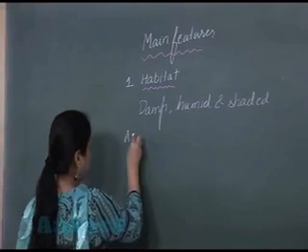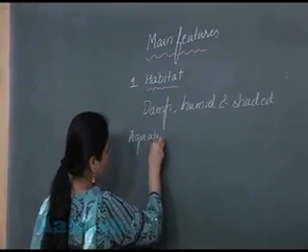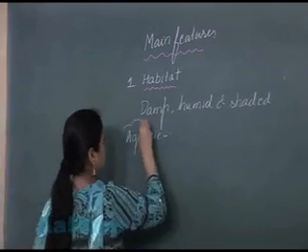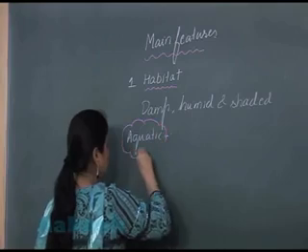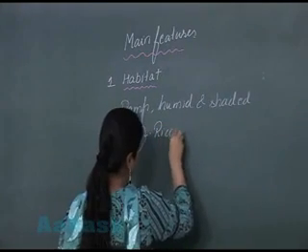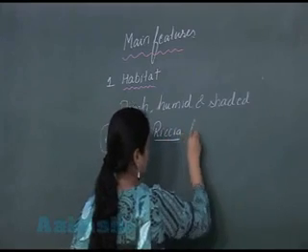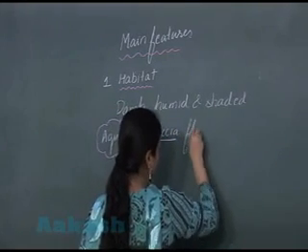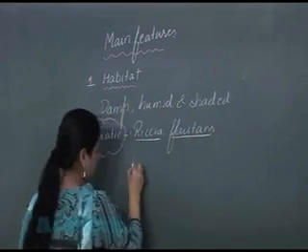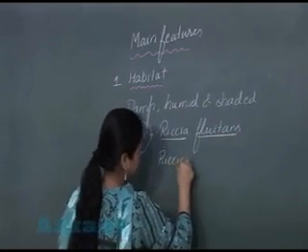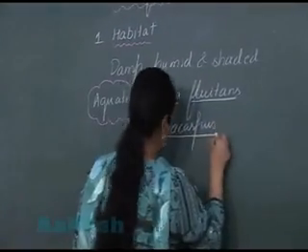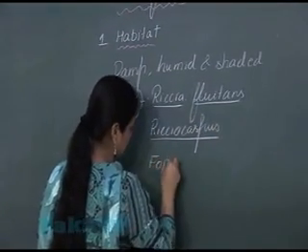So I will be writing the names of a few bryophytes which are aquatic. One name you write here is Riccia fluitans. Another one, Ricciocarpus. Then Fontinalis.